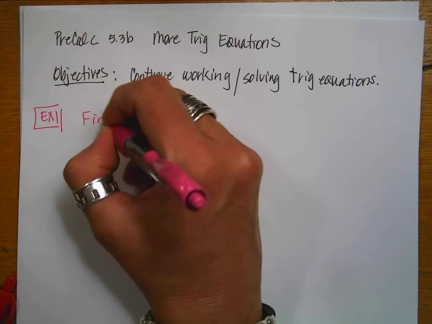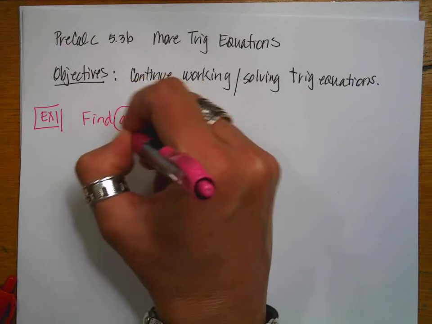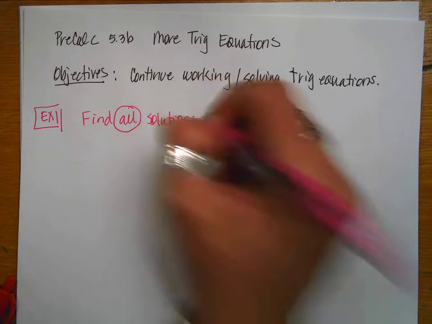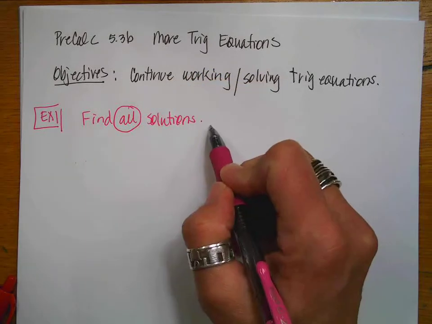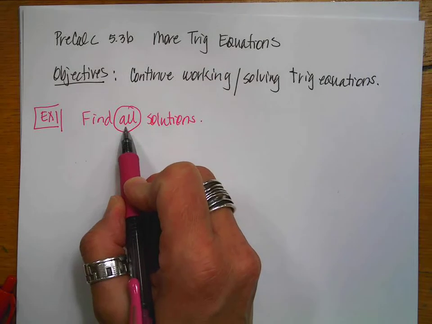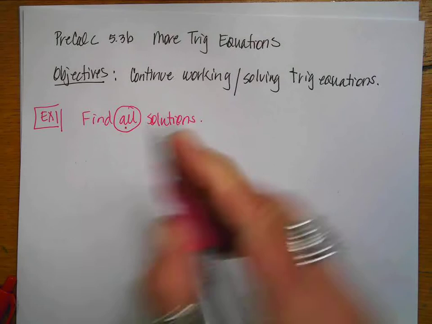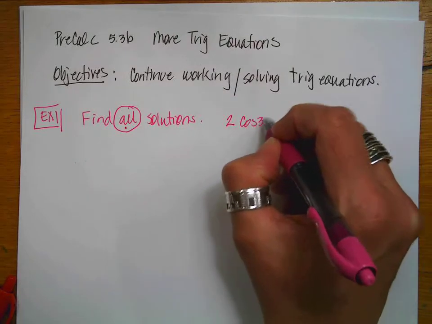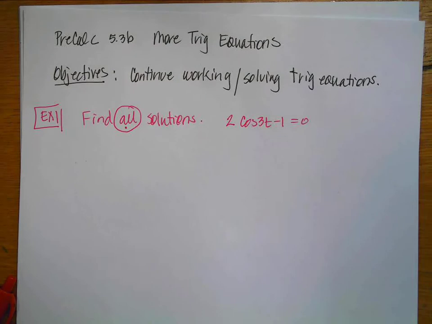The first part of the problem says find all solutions. And notice that there's not "from 0 to 2 pi." So "all" means that we need to consider what happens as the function repeats, since it is a periodic function. And I'm going to be given 2 cosine 3t minus 1 is 0.